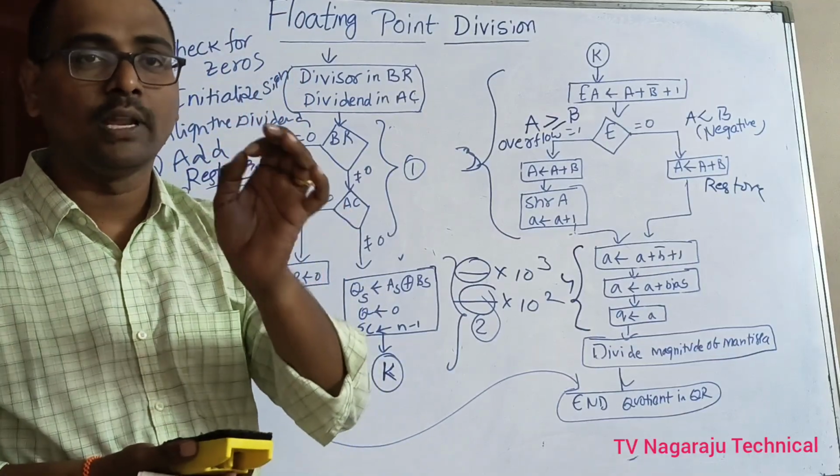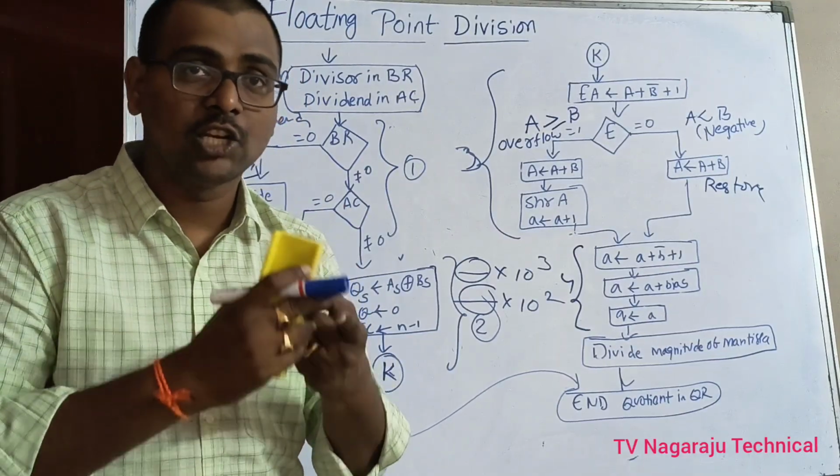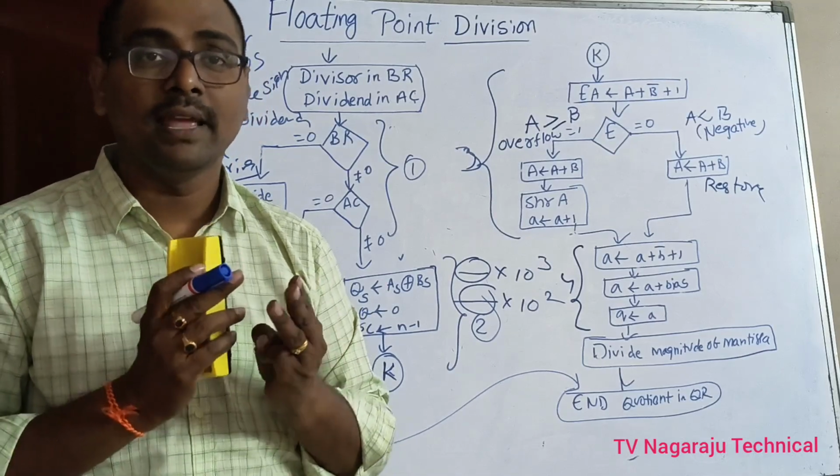This is the end of floating point arithmetic operations: addition, subtraction, multiplication, and then division.